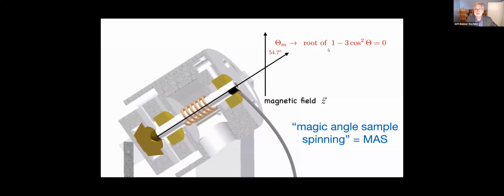And so that's all I'm going to say about NMR methods in the course of this talk. But I just want you to remember that when you go to do solid state NMR for your MOF research, you will almost certainly be doing magic angle spinning.